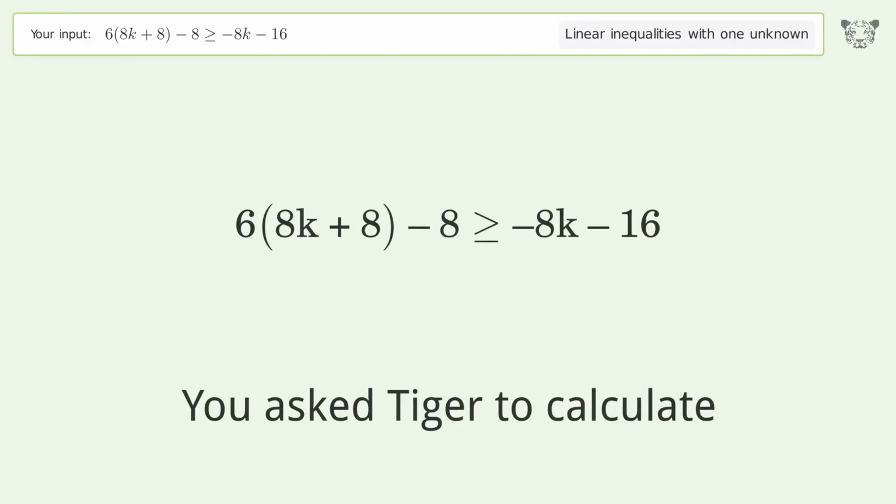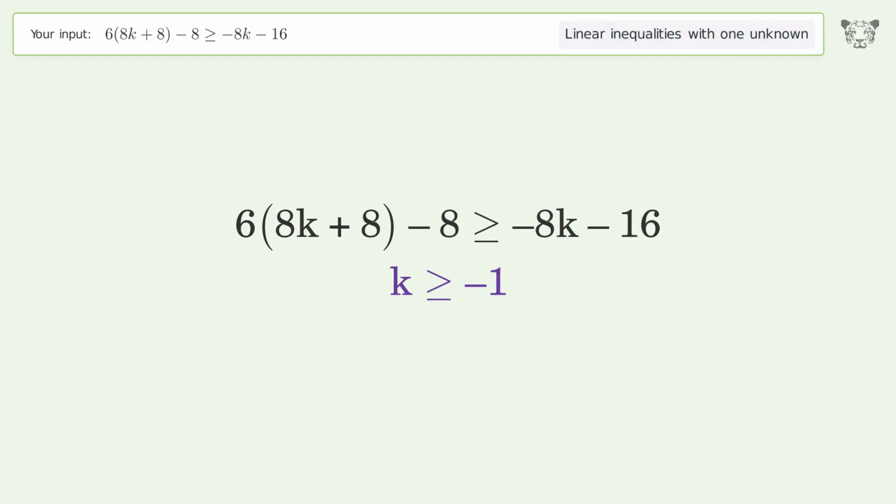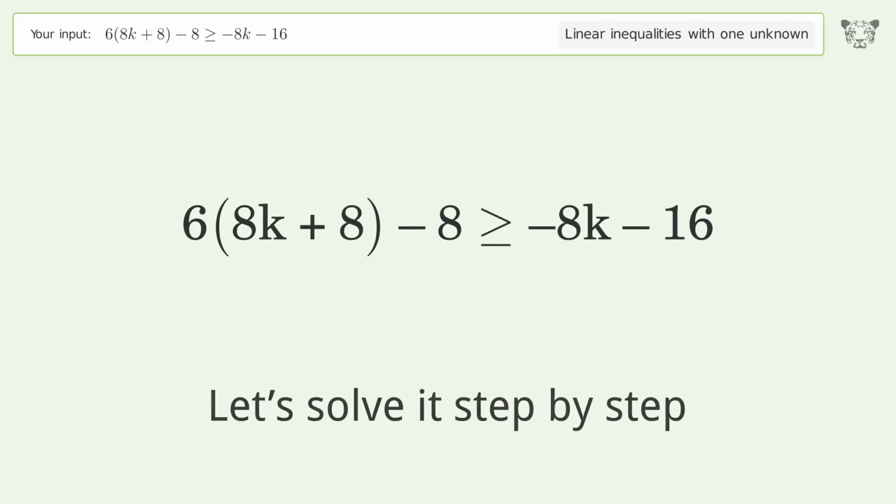You ask Tiger to calculate. This deals with linear inequalities with one unknown. The final result is k equal or greater than -1. Let's solve it step by step.